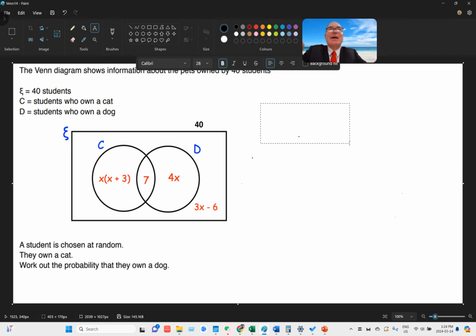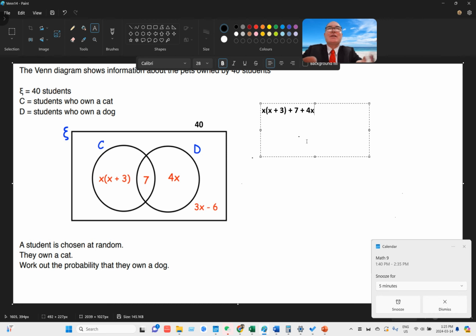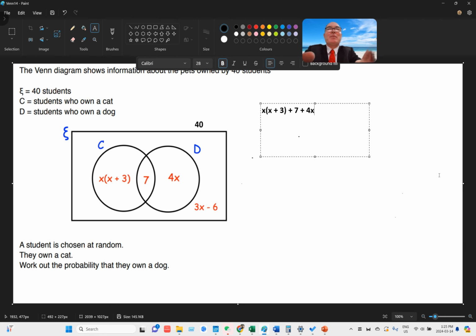Well, I need to solve for that x. So, like before, I'm going to add everything up. I've got x times (x plus 3) people who own just a cat, plus 7 people who own a cat and a dog, plus 4x, which are people who just own a dog, and plus 3x minus 6 are people who don't own a cat or a dog, and that's got to be equal to 40.